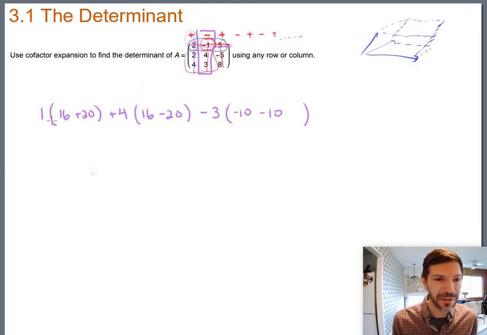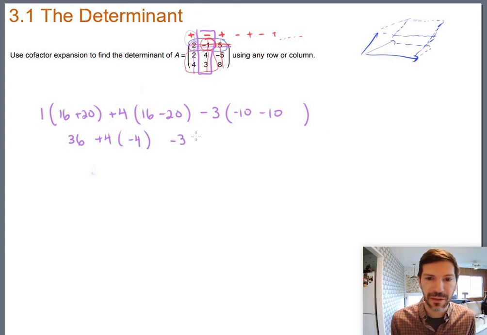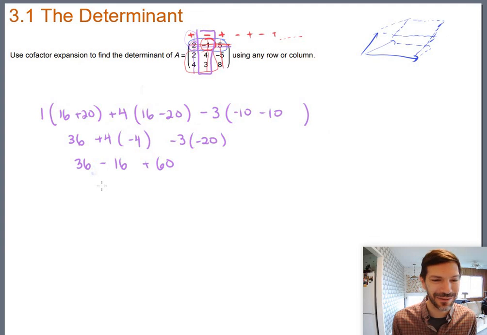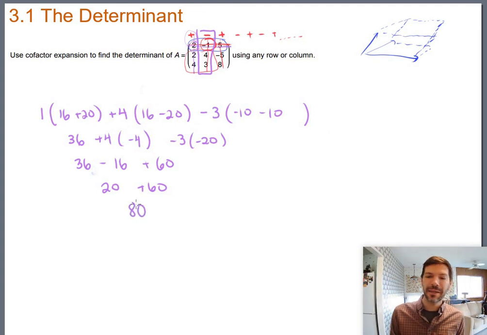Let's see, we've got, this is 36 right here. Plus 4 times -4. And this is minus 3 times minus 20. So we've got 36 minus 16 plus 60. 36 minus 16 is 20 plus 60. And you can do your happy dance now because 80. It's still the same determinant, and it will be.